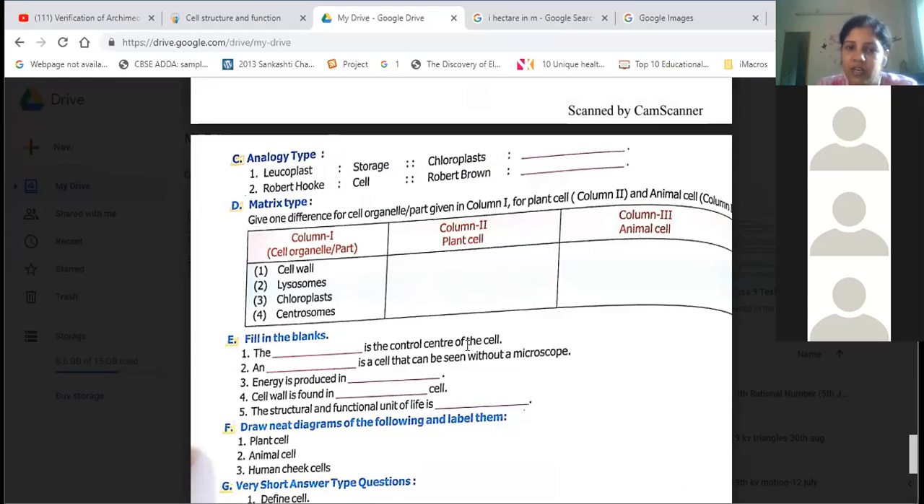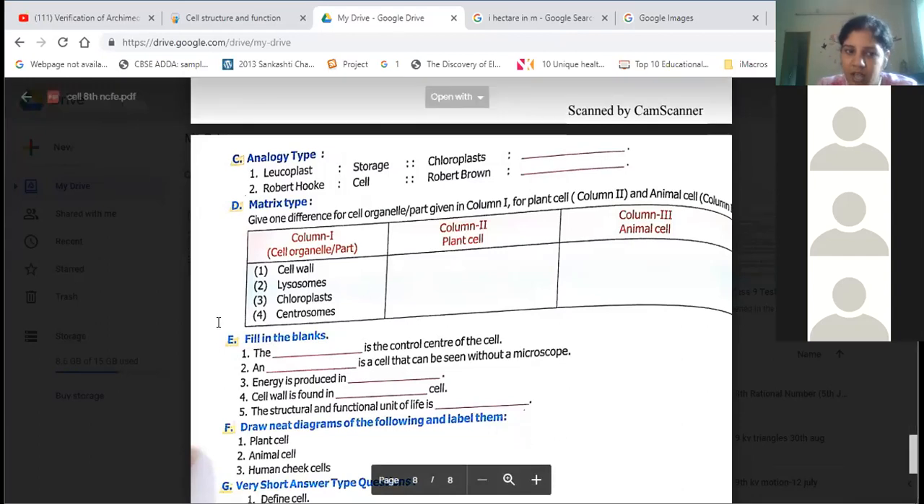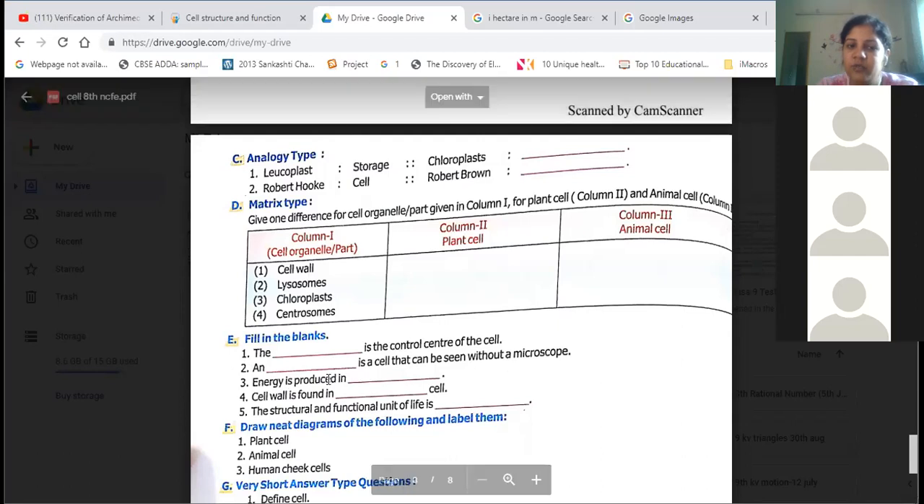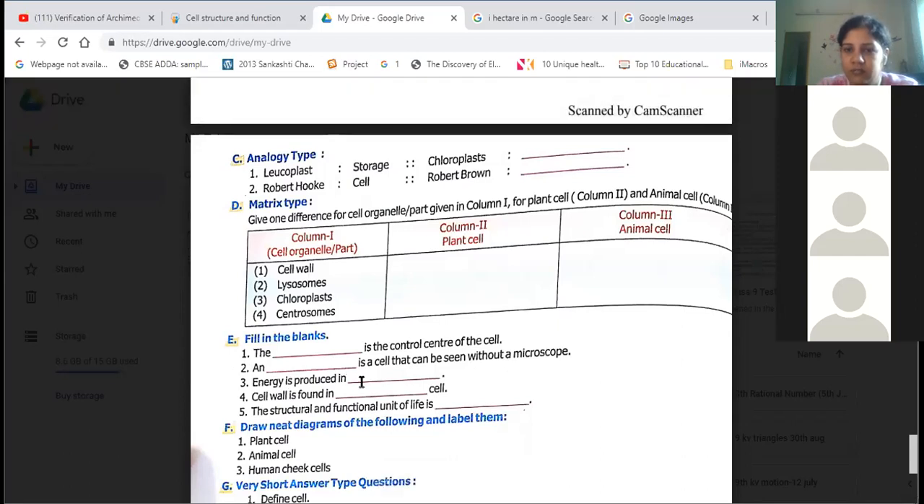The nucleus is the control center of the cell. And the egg is the cell that can be seen without a microscope, the ostrich egg. Energy is produced in mitochondria. Cell wall is found in plant cells. The structural and functional unit of life is the cell.